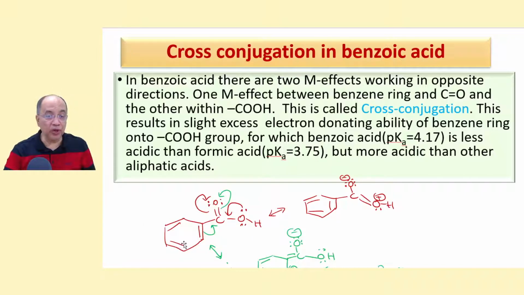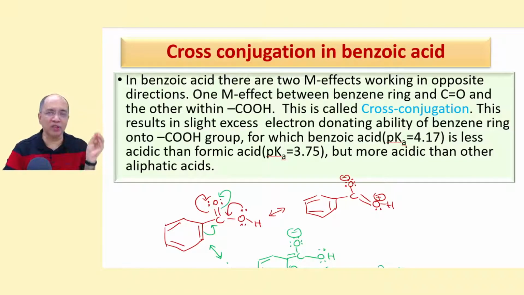Here the benzene is wanting to push electron density towards this carbonyl group, and this lone pair is also trying to push towards the carbonyl group. They are working in opposite directions. So as a result, there is a cross conjugation. The extent of conjugation of the benzene ring is reduced, because there is a repulsion effect as electrons are being pushed. Because of that, the extent of conjugation of the benzene ring to the carbonyl group is reduced. So as a result, the benzene ring produces a small plus M effect.